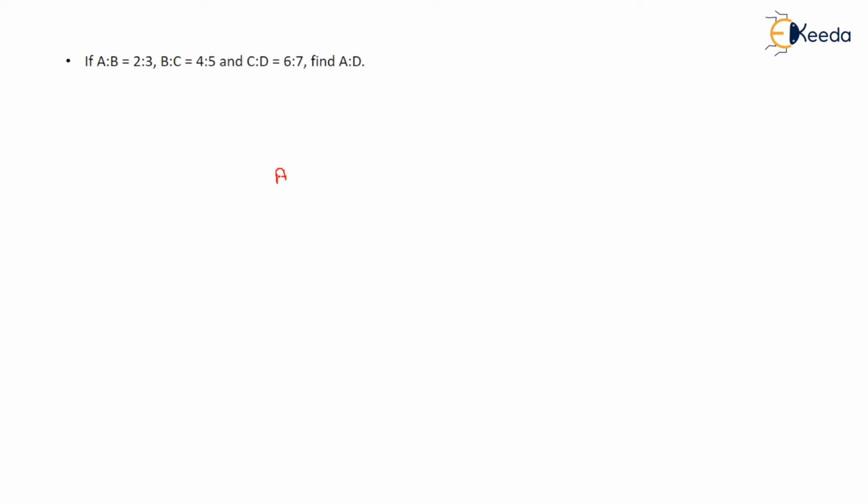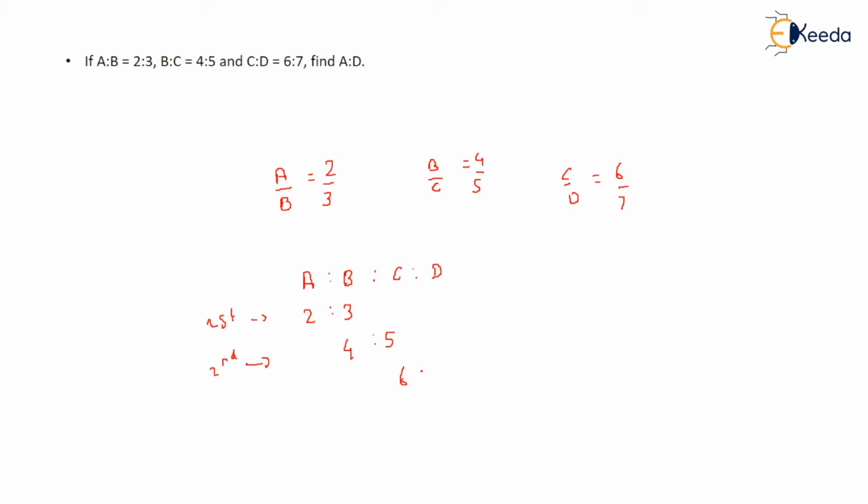Now here you have to find out A by D. So here your A by B is 2 by 3. B by C is 4 by 5. And C by D is 6 by 7. So you can find out the value. So write down A, B, C, D. Here you have 2 by 3, this is the first number. For the second number, B by C, that is 4 by 5. And for the third number, it is 6 by 7.